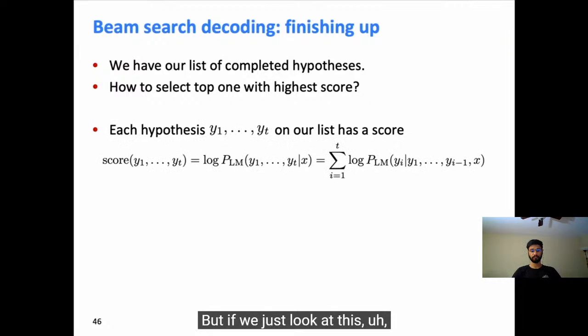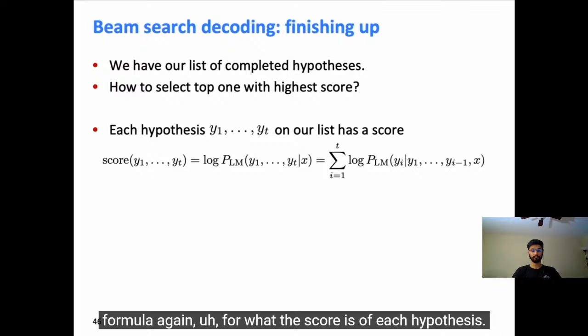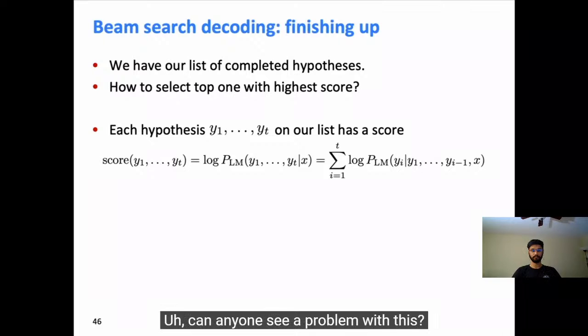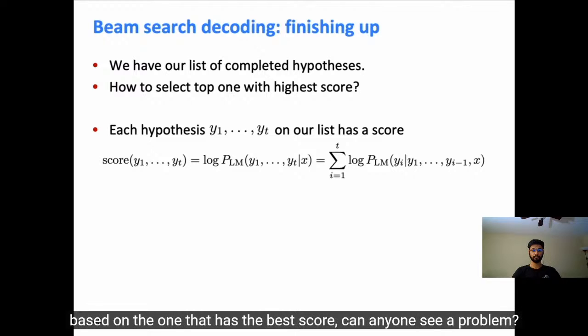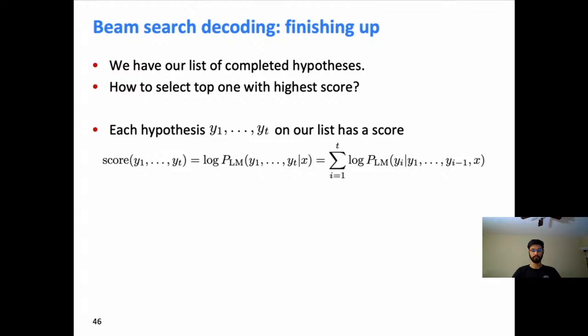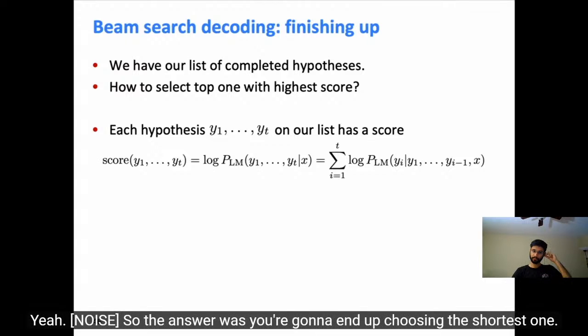But if we just look at this formula again, for what the score is of each hypothesis, can anyone see a problem with this? If we have our set of hypotheses, and then we're choosing the top one based on the one that has the best score, can anyone see a problem? Yep. Choose the shortest one? Yes. So the answer was you're going to end up choosing the shortest one.